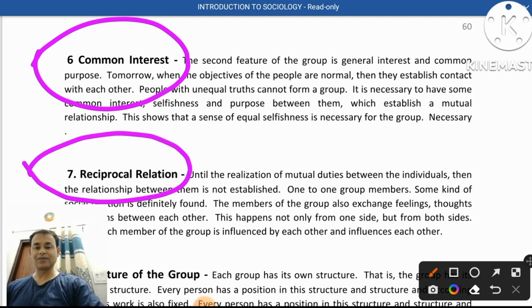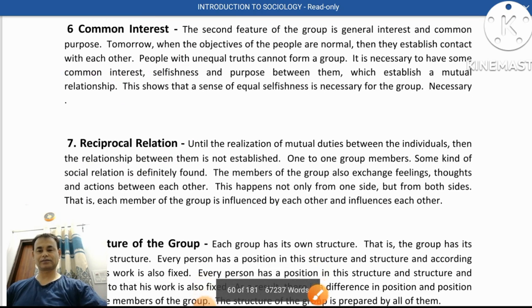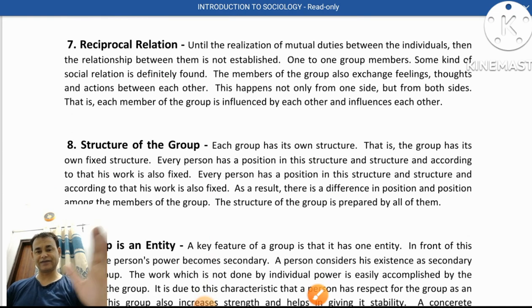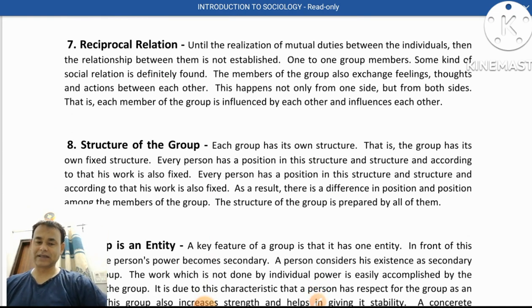Reciprocal relation. Until there is a realization of mutual duties between individuals, the relationship between them is not established. In one group membership, some kind of social relationship is definitely found. Suppose there are two friends in a group, so both have some accountability and responsibility for their friendship.